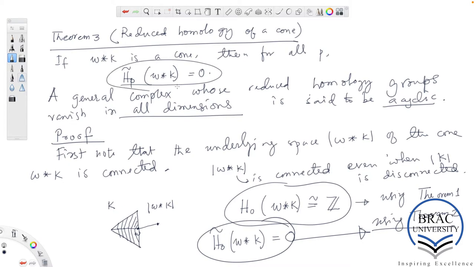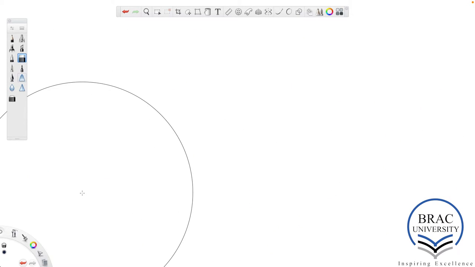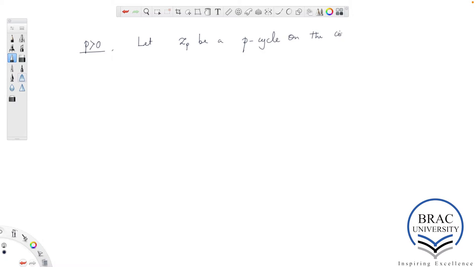So we see it for the zeroth case, when P is zero. Now we have to consider the case when P is strictly positive. So we consider the case P greater than zero. Let Z sub P be a P cycle on the cone W star K. We want to show that Z_P bounds. So we will prove that any P cycle on the cone bounds.